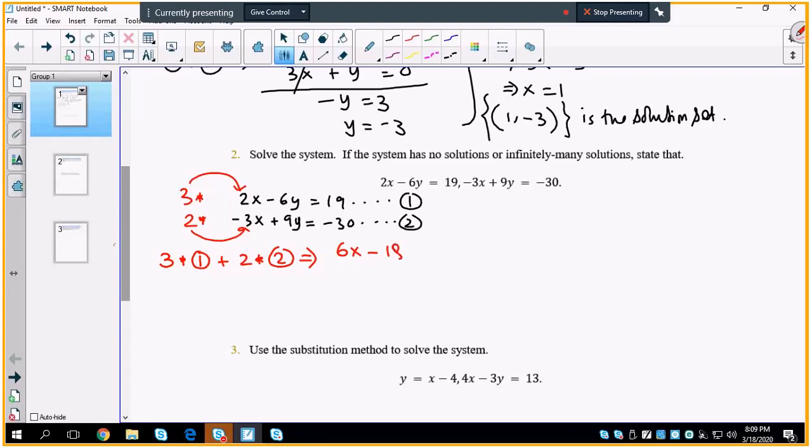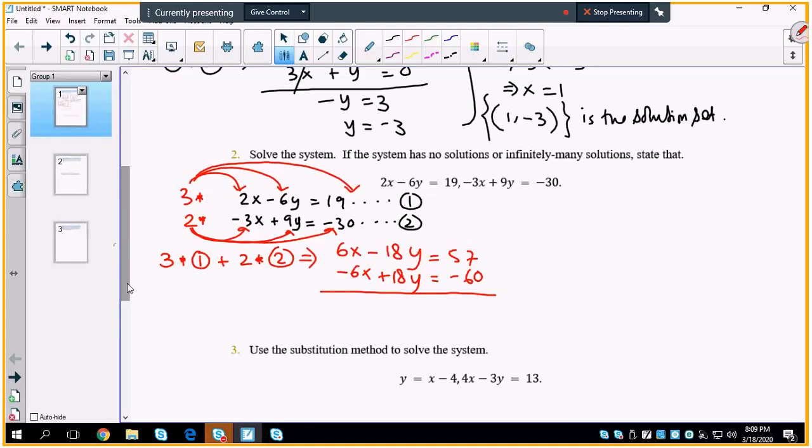6x minus 18y. Don't forget to distribute the 3, which is equal to 57 as well. Distribution there. 2 times negative 3x is negative 6x. 2 times 9y is positive 18y. And 2 times negative 30 is negative 60. So when I add them, the x terms cancel. Well, the y terms cancel as well. So this is 0 equal to negative 3. That is not possible. So this is impossible.